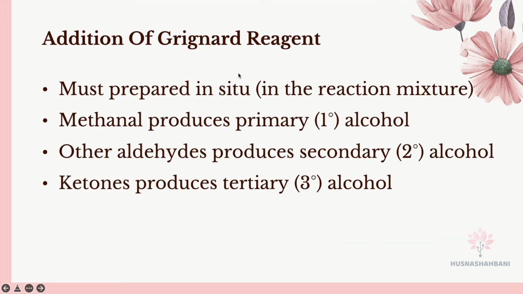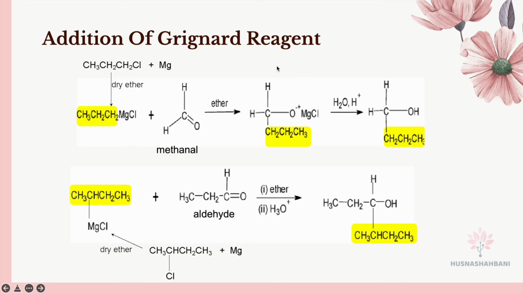Next, addition of Grignard reagent, it must be prepared in situ. It means you have to prepare it during the reaction mixture. If you want to do the reaction, then you prepare it during the reaction. Methanal produces primary alcohol. Other aldehyde produces secondary alcohol, and ketone produces tertiary alcohol. That's when carbonyl compound reacts with Grignard reagent.